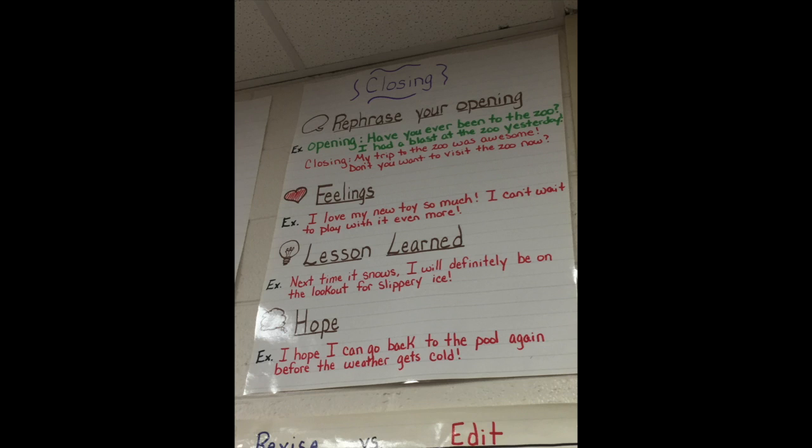This next poster talks about how to write a closing. So different ideas that can be included in a student's closing are rephrasing their opening, including feelings and emotions about their writing, writing lessons that they learned from their story that they wrote, or something that they hope would happen or hope could happen.